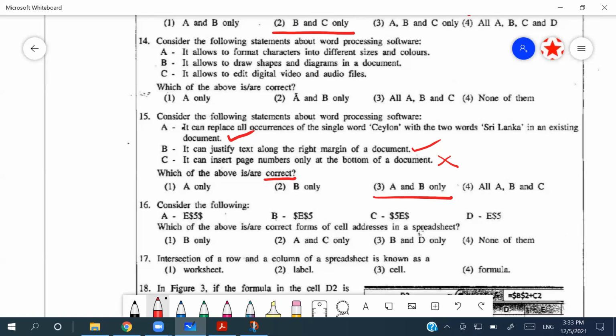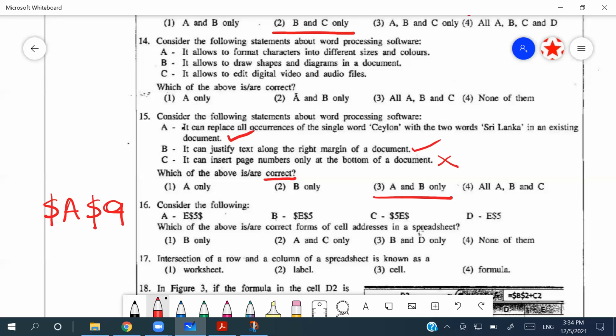Okay, then the 16th. Which of the above is a correct form of cell addresses in a spreadsheet? Yeah. Now, here they are referring to the dollar sign, that means absolute cell reference. When we are applying the absolute cell reference, it is always to the left of a component that we are going to add the dollar mark. So if you want to make a column header absolute, to the left of the column header you put the dollar. If you want to make a row header absolute, to the left of the row header, it's the dollar that is used, right? So it's always the left side.